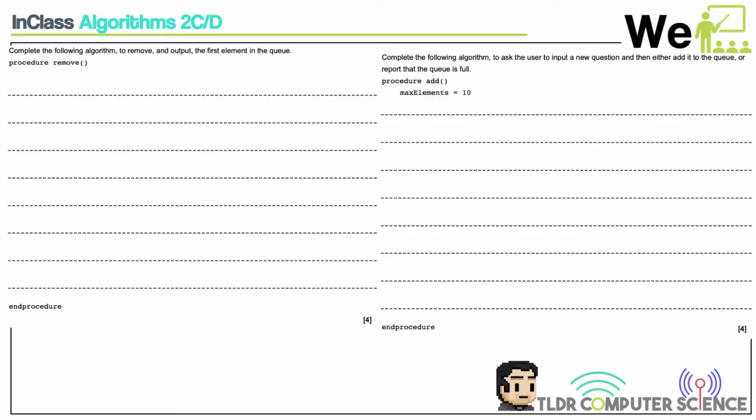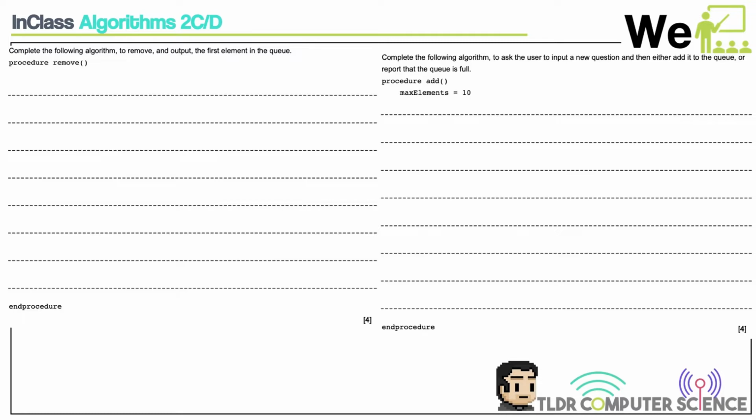Complete the following algorithm to remove and output the first element in the queue. So remove, normally this would be DQ, and it would be a function rather than a procedure. Why would it be a function rather than a procedure? Because you return the value. So this is just removing. Whatever's there, get rid of it. Quite why that's happening, I don't know. And then output. But output doesn't mean as in return it. It means as in print. Yeah. The first element in your queue.